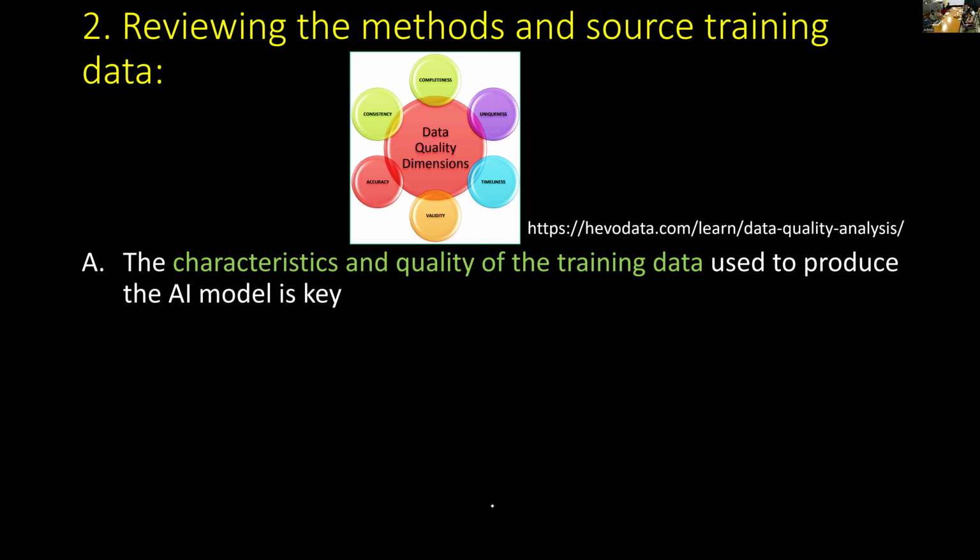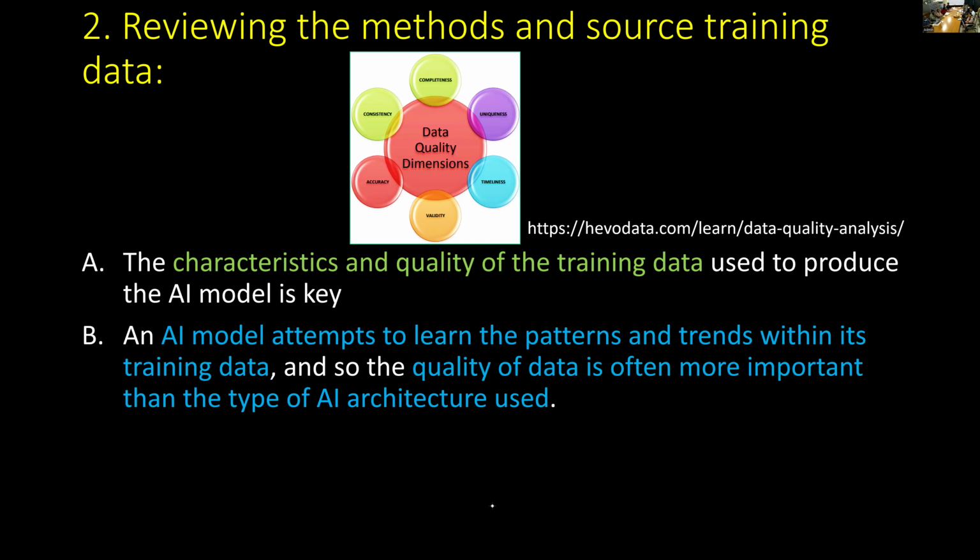Hello, can you tell us something about the data on which this AI model was trained? What is the quality of that data? Nobody likes to ask these questions. So be careful of that.